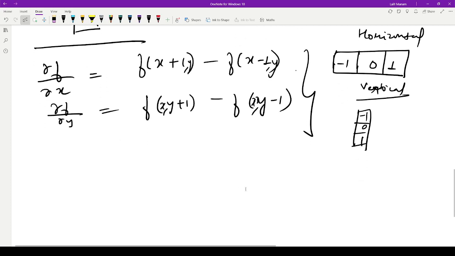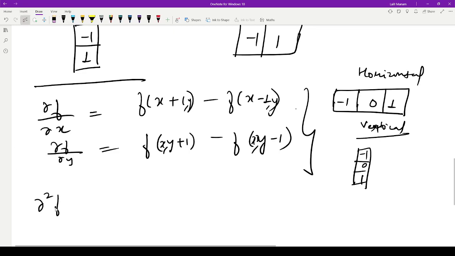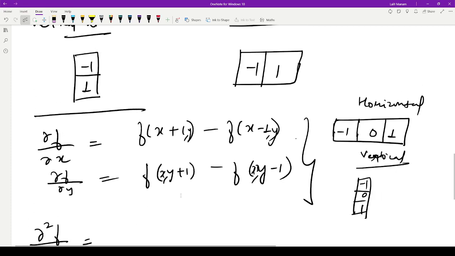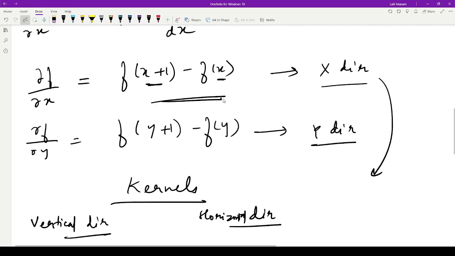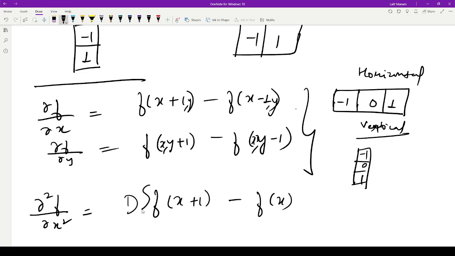Now someone said, okay, let me take the double derivative. So if I take the double derivative, how does it look? The double derivative along the x direction, if I use this definition, what will it be? Well, actually the differences. I'm not talking about the actual derivative here. So what is the difference? You have to take the difference of this and the difference of this, right? So the difference operator on these two pixels.